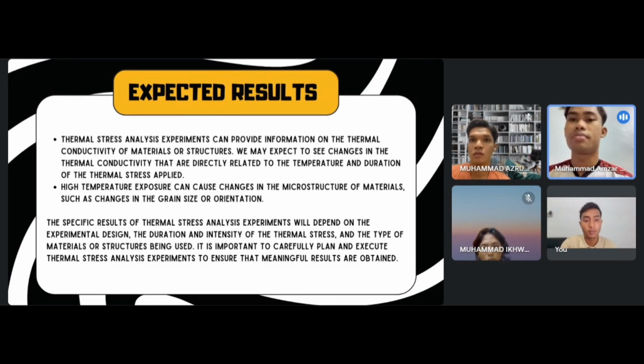To conclude everything, the specific result of thermal stress analysis experiment will depend on the experimental design, the duration and intensity of the thermal stress, and the type of materials or structures being used. It is important to carefully plan and execute thermal stress analysis experiments to ensure that meaningful results are obtained.